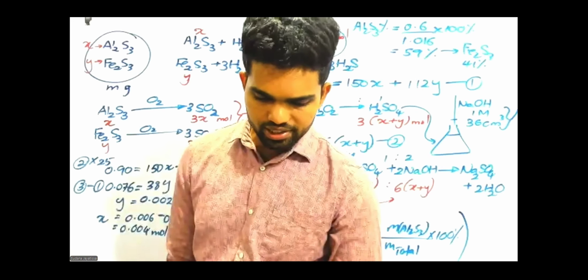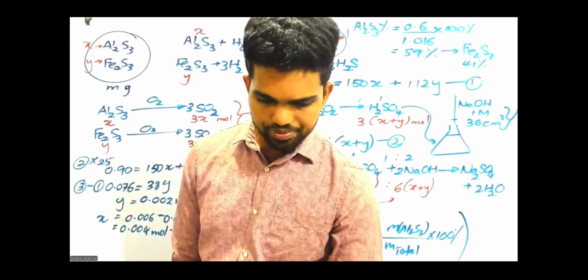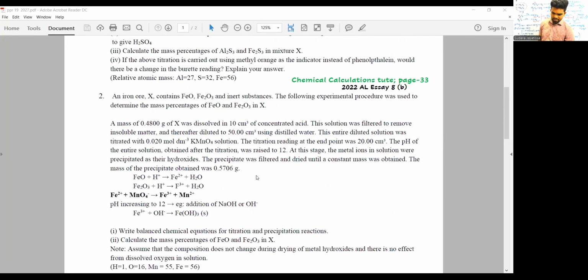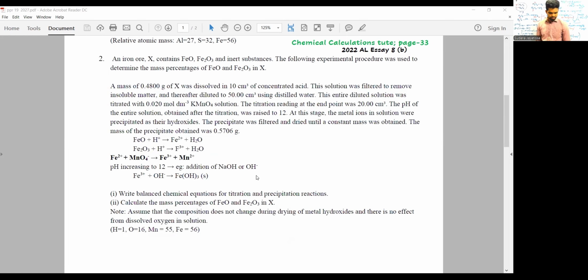You have to be careful with the simplifications. Okay? Right. Now, let's go and check the second question. This is from the 2022 A-level paper.